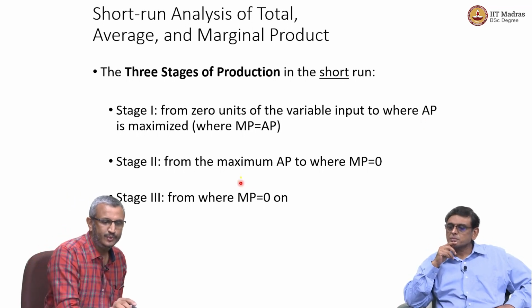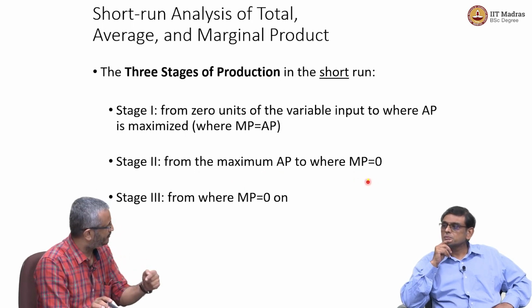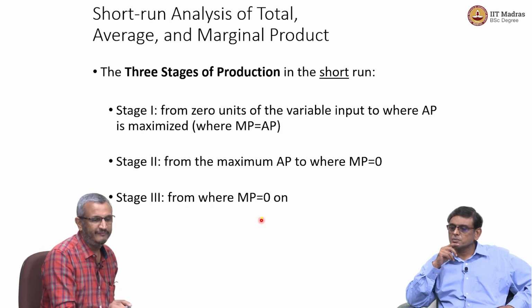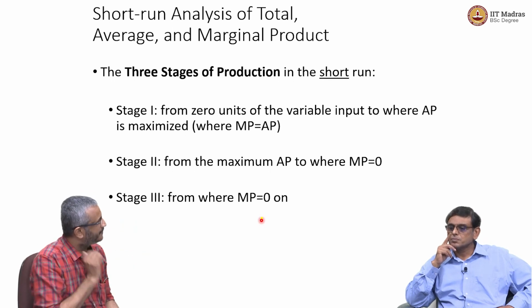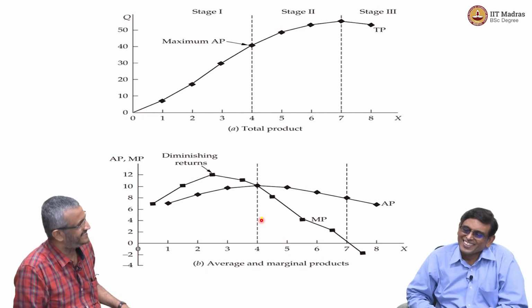In stage 2, maximum AP, where MP, marginal product, is 0. And in stage 3, from there on, MP is equal to 0, and then it keeps falling. Let me put it in terms of a graph. I think that's easier. It is difficult to understand otherwise.